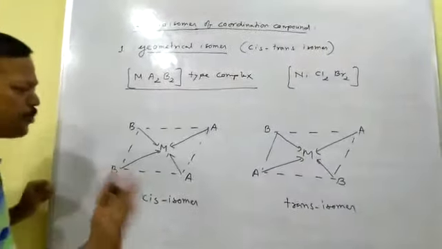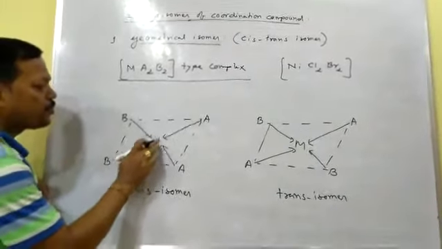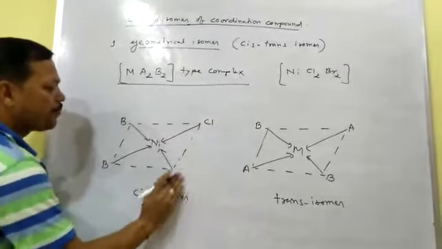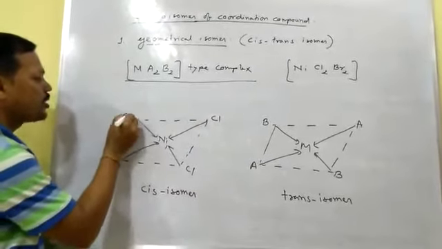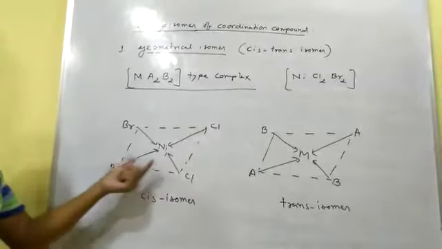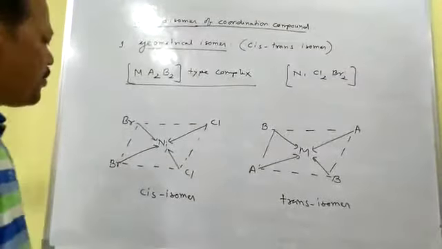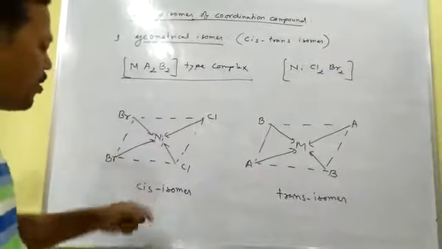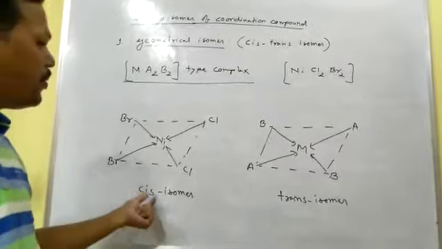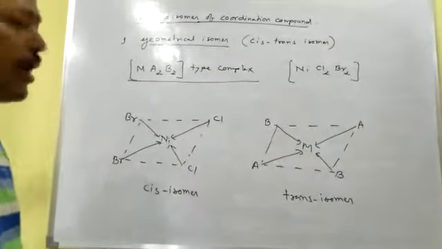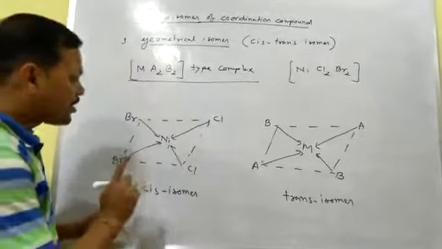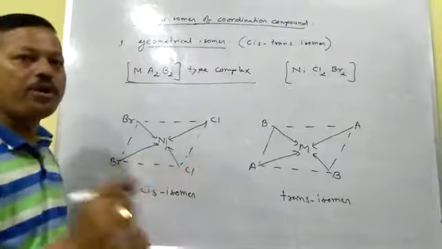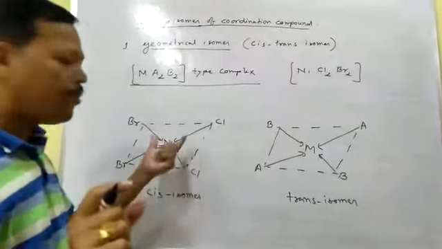Suppose a complex is given like this. Your metal is nickel. Chlorine is this one. Chlorine is this one. This is bromine. This is bromine. Suppose a complex is given like this in your question paper. You have to write the name of the complex. When you write the name, then you have to mention the cis term, because the complex is given in cis form, and that is why you have to write the name this way: cis dibromido dichlorido nickel 4. You have to mention the cis term before writing the name.